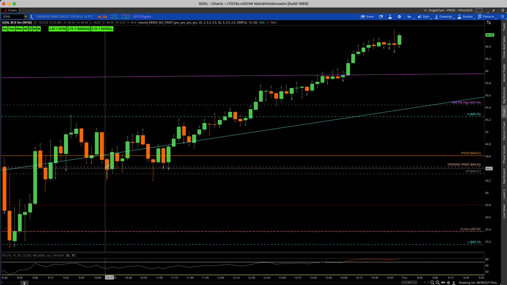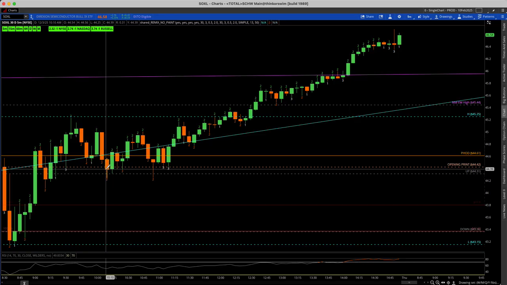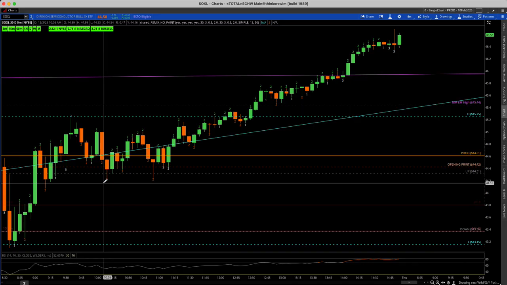Now we did make a lower low here, right? Lower high, lower low. So that's the start of a downtrend on the 5-minute. So if you had your stop here, boom, you get stopped out, minimal loss. If you had your stop here, you don't even get stopped out.